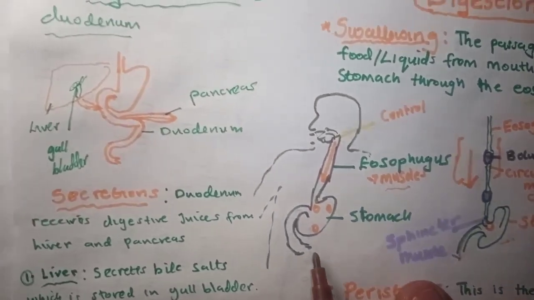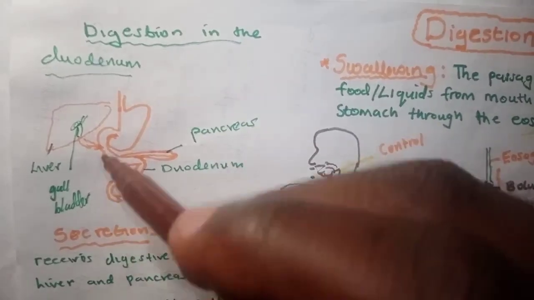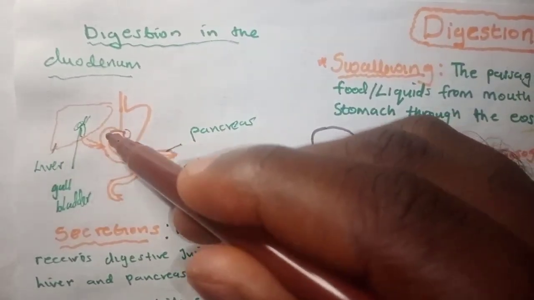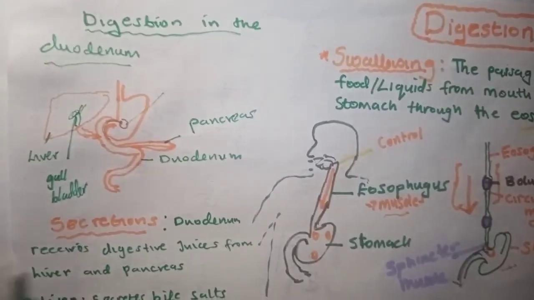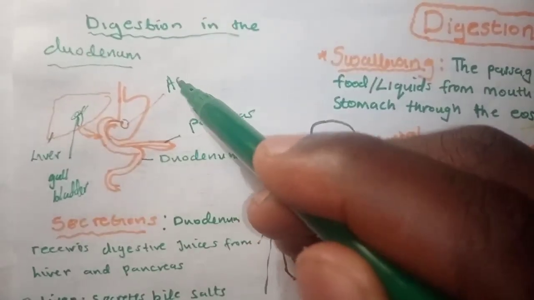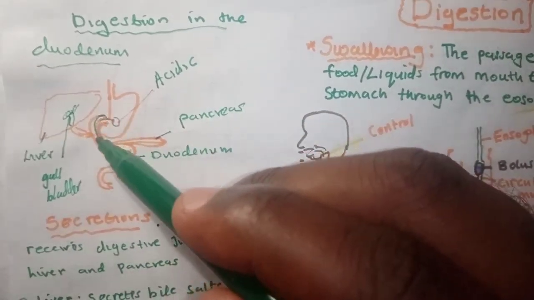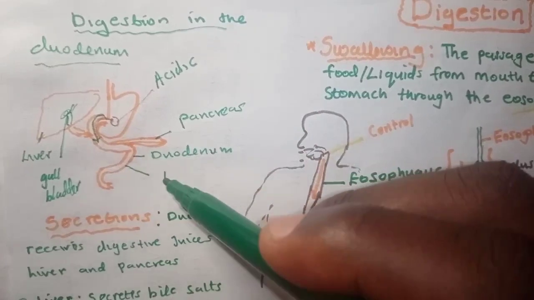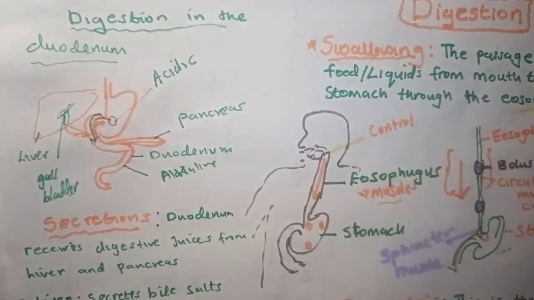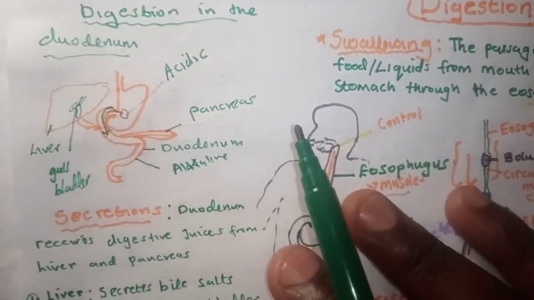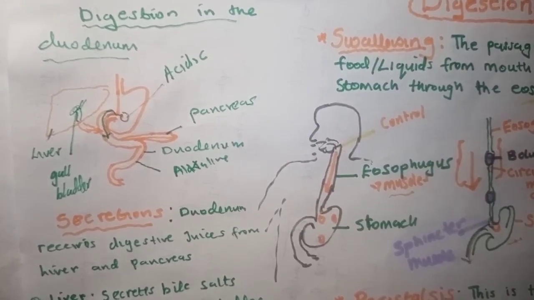So let's look at digestion in the duodenum. In the stomach, the food is acidic, due to hydrochloric acid. As the food comes here, the environment changes. In the duodenum, the pH is what? It's alkaline. You notice the duodenum has two connections.